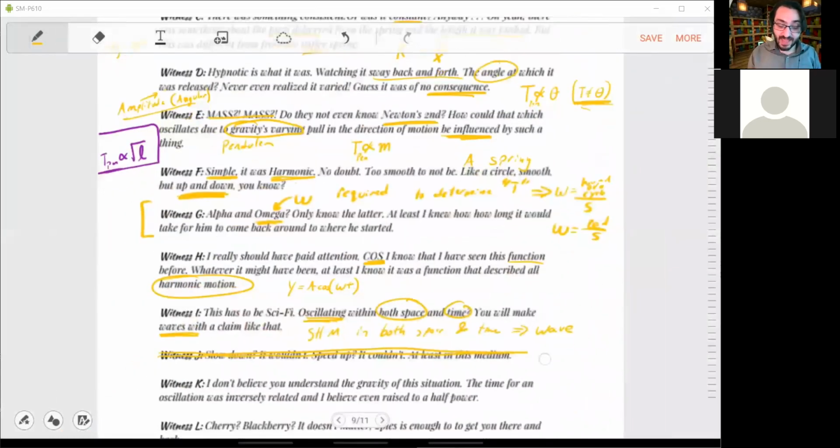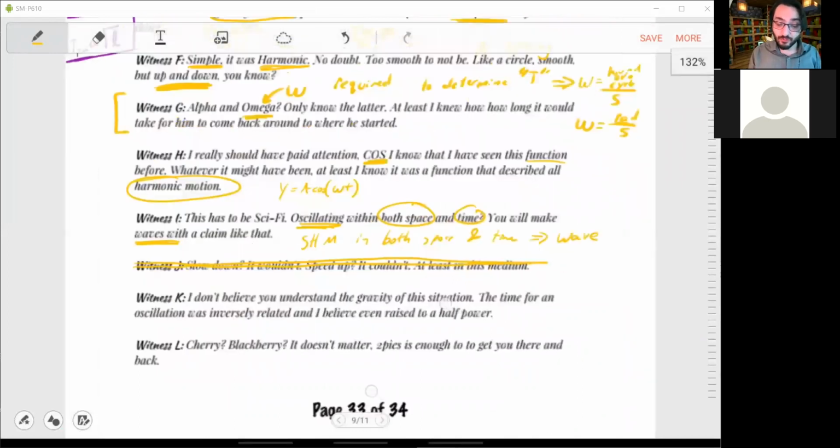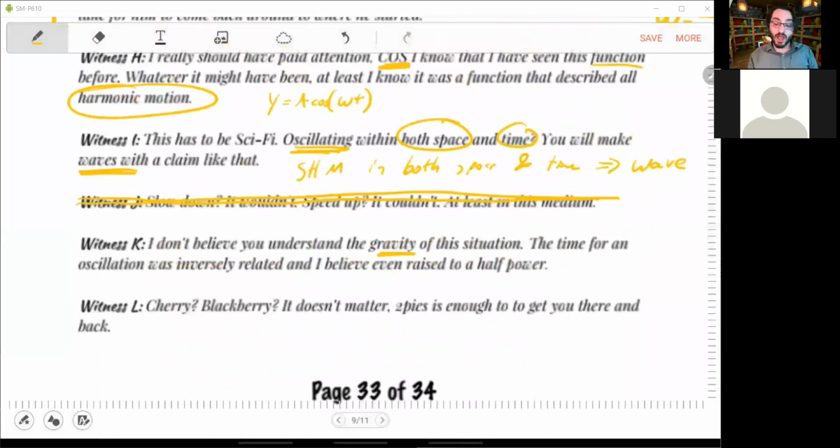The next one here, witness K. I don't believe you understand the gravity of this situation. The time for an oscillation was inversely related, and I believe even raised to a half power. This is specifically talking about a thing that oscillates due to gravity. This has to do with the period of a pendulum and how it's proportional to the square root of 1 over g. Inversely proportional, 1 over g, raised to a half power, the square root.